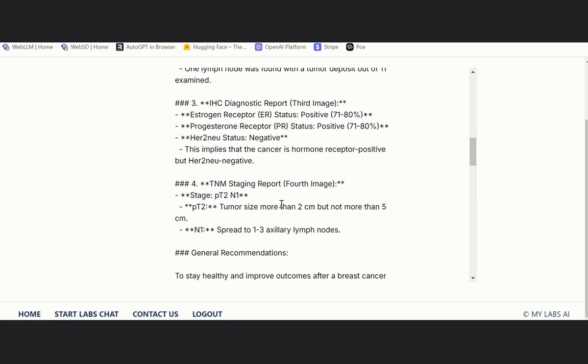The fourth image, as the last image, says tumor size more than 2 cm but not more than 5 cm. Right? So spread to 1 to 3 axillary lymph nodes.